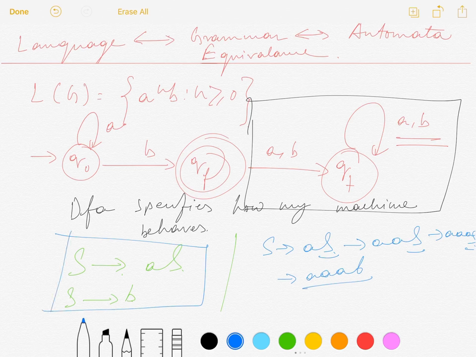So we found out that if a language is given to me, how to construct that DFA, and if a DFA is given to me, how to construct its equivalent grammar. Let us see some more examples. Sometimes these types of problems may also be given to you, where a transition function is given and you have to find out the corresponding language also.